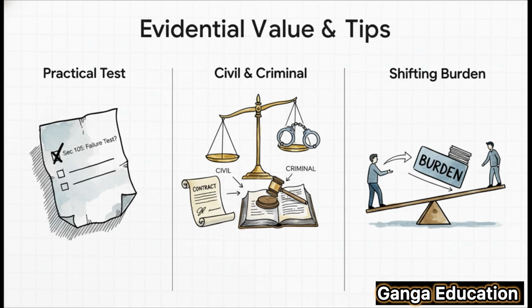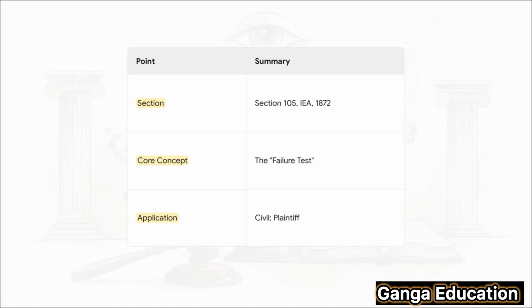But here's a crucial tip. Section 105 determines the initial burden. This burden can, and often does, shift during the trial once evidence starts coming in. That's a key concept.